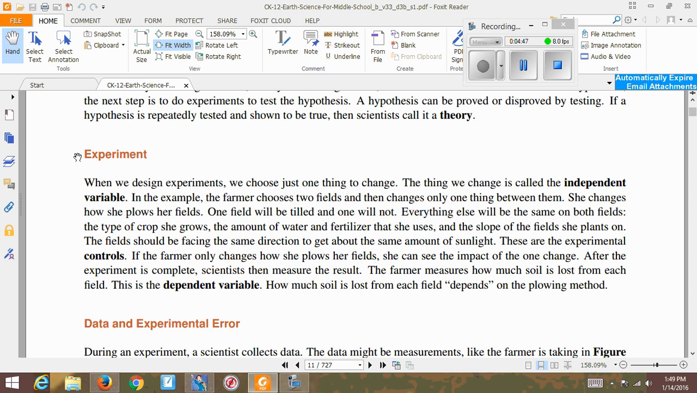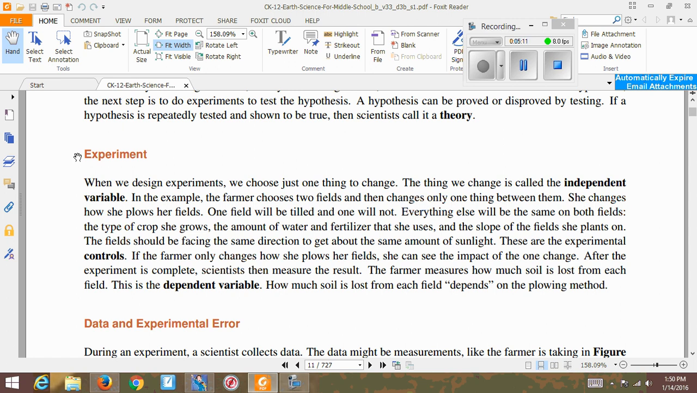The type of crop she grows, the amount of water and fertilizer she uses, the slope of the fields she plants on. The fields should be facing the same direction to get about the same amount of sunlight. These are the experimental controls. If the farmer only changes how she plows the fields, she can see the impact of the one change.